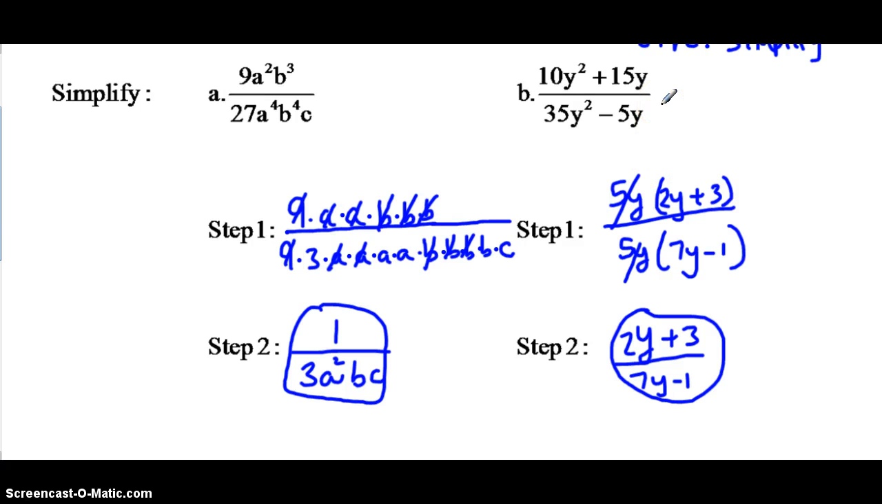For number B, we were looking for a greatest common factor, and we found 5y as the greatest common factor in the numerator and in the denominator. And then we were able to cancel those common factors, and our answer would be 2y plus 3 over 7y minus 1.